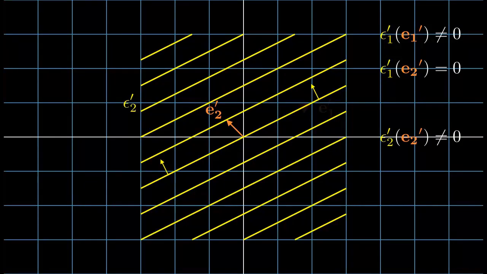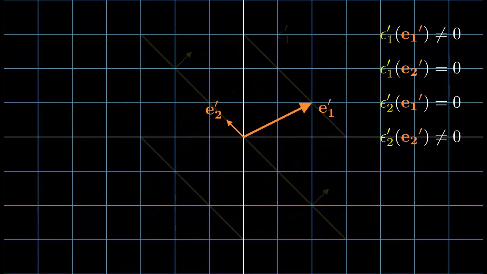These lines are parallel to the e1 dash. e1 dash has 0 epsilon 2 components. This means epsilon 2 dash e1 dash is equal to 0.